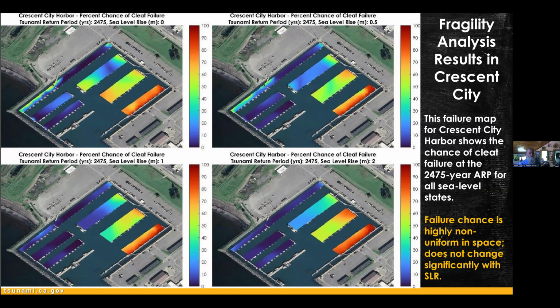This failure map for Crescent City Harbor shows the chance of cleat failure for the 2475 ARP for all sea level states. Higher damage is in red. Failure chance is highly non-uniform in space and does not change significantly with sea level rise. This is because damage is related to velocity, which does not change appreciably with sea level rise.